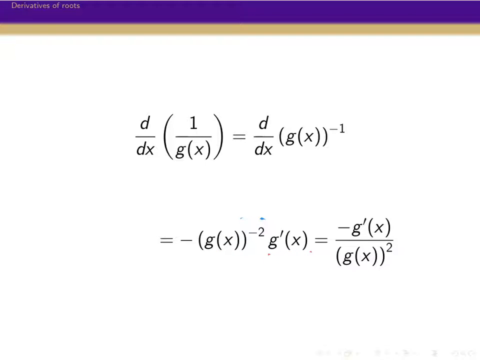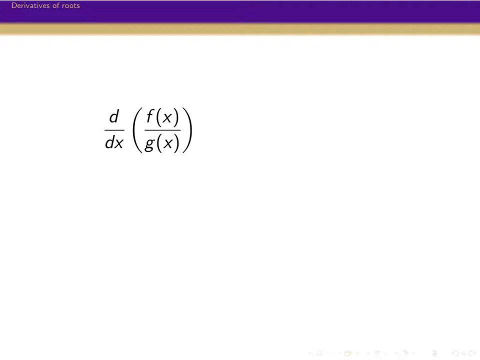Often I want to clean it up to make it look nicer, at least some people think it's nicer. Since we've got the negative power right there, we're going to move that whole term into the denominator. So at the end of the day, the derivative of 1 over g of x is going to be equal to minus g prime of x divided by g squared.